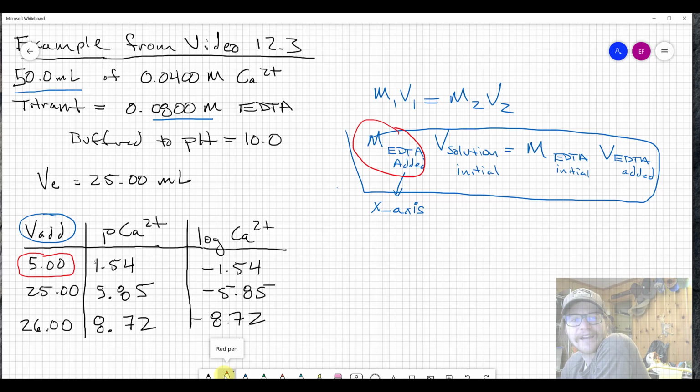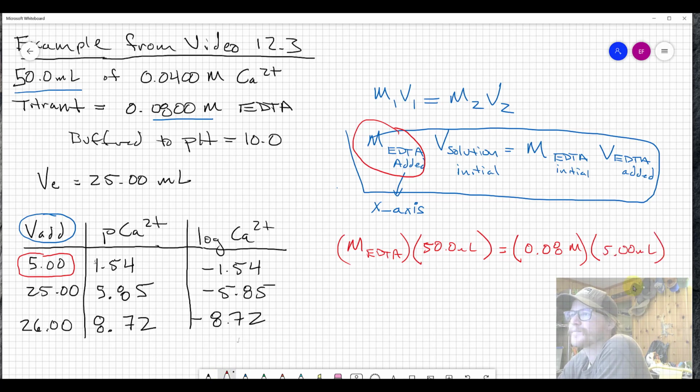that x-axis on the curve at 5 mLs, then what we would have is our M EDTA, which is our unknown, the thing we're trying to solve for, multiplied by the initial solution volume, which would be 50.0 mLs, equal to the original concentration of EDTA, which is 0.0800 molar. I'll just truncate that so we have room here. Multiplied by the volume of the EDTA added. In this case, that's 5.00 mLs.